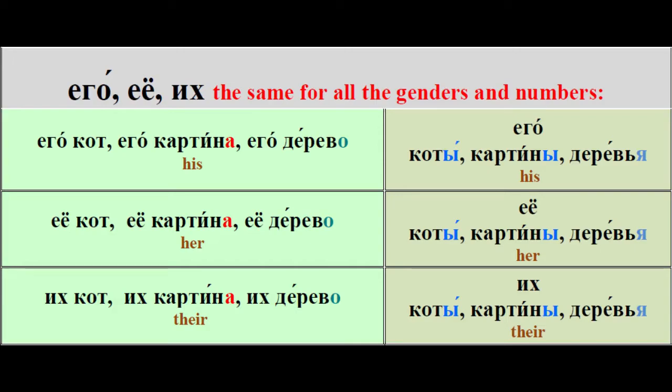And I would like to sum up this table with the following information. Such possessive pronouns as my, your, our, and your plural take the gender, the number, and the case of the nouns they qualify.